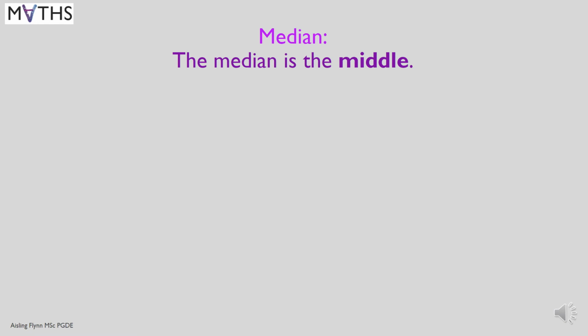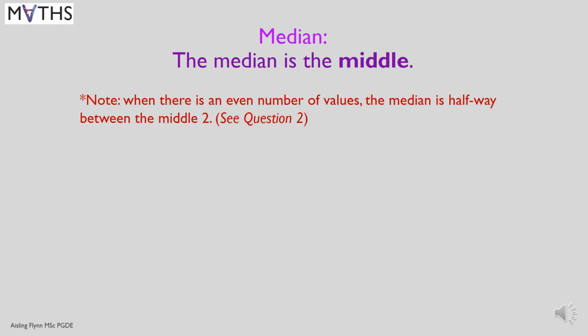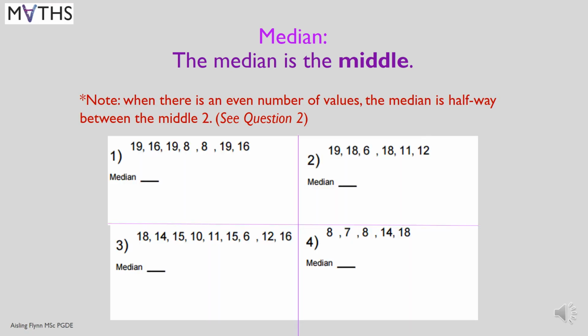So the median is the middle. Let's practice that a bit. Here are our 4 questions. Note, when there is an even number of values, the median is halfway between the middle two. So see question 2. Question 2 is here. I'll put a star there. I want you to pause the video and have a go at finding the median. Your first task is to rank the numbers and then find the middle, and then come back for the answers.